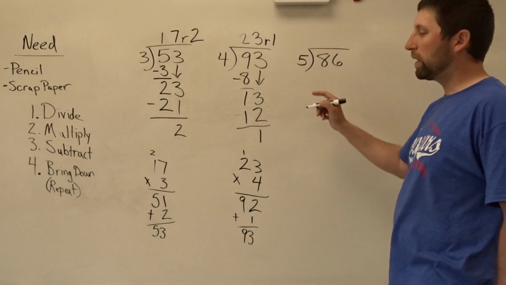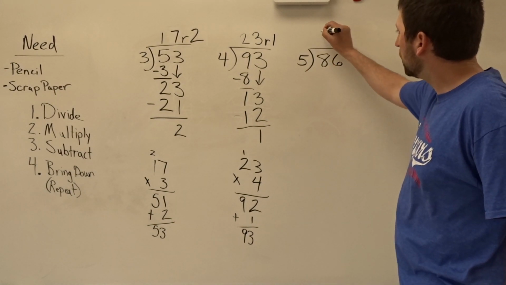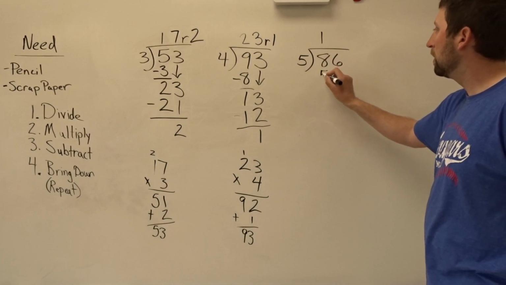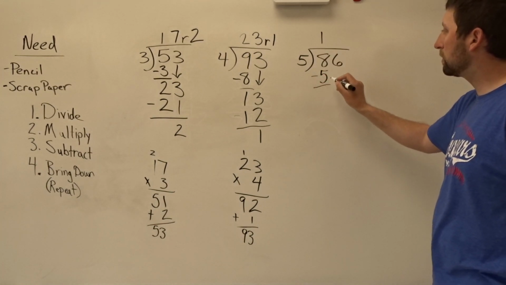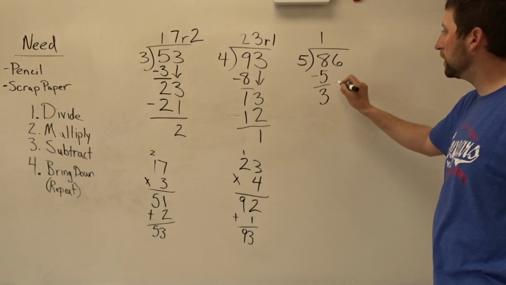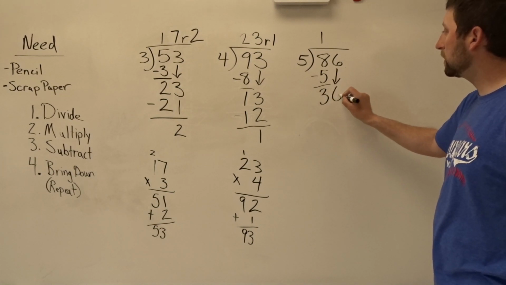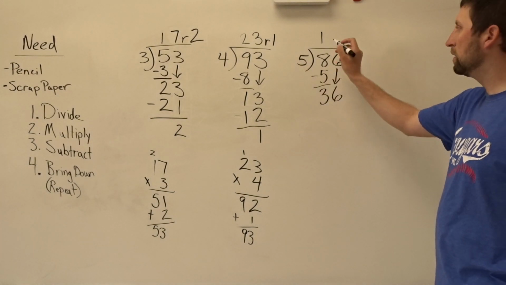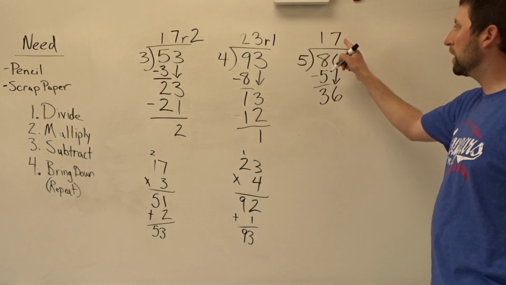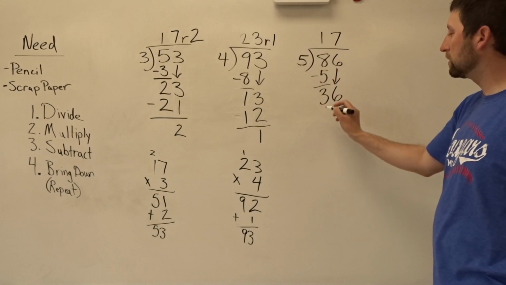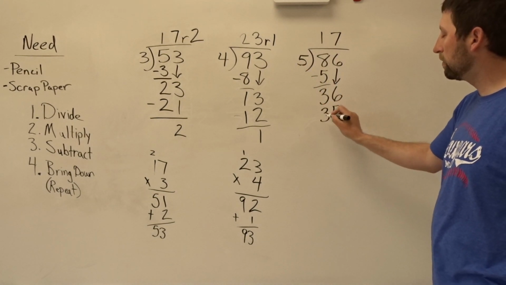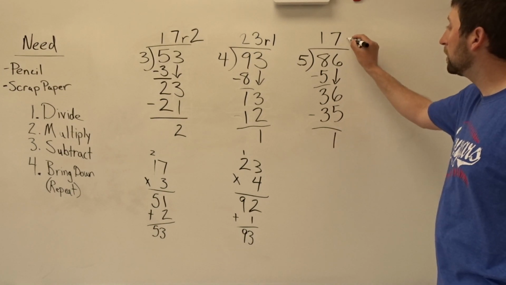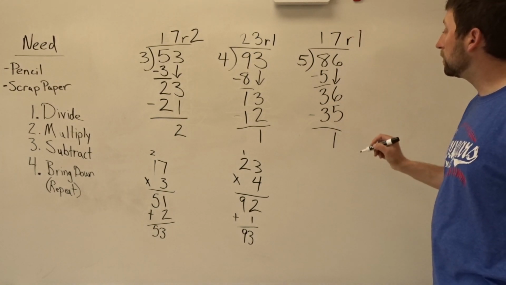Now, 8 divided by 5, that's 1. 1 times 5, 5. 8 minus 5 is 3. Bring down the 6. 36 divided by 5. We could do that 7 times. 7 times 5 is 35. 36 minus 35 is 1. The remainder is 1.